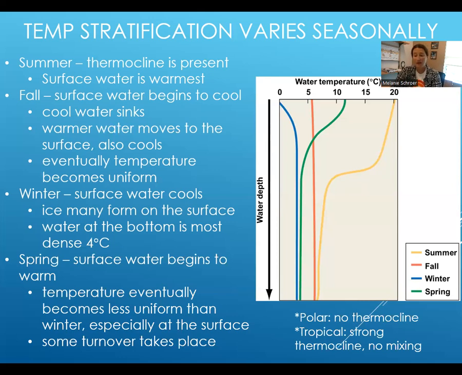However, in places that are cold all year round, like in polar environments, there is no thermocline at all. Pretty much this is what you would experience, maybe this in the summertime, but in general, no thermocline. In tropical environments, where essentially it is warm all the time, there is a strong thermocline. So the summer is essentially what we experienced all year round, but there is less mixing, and so you would not get this kind of static temperature.